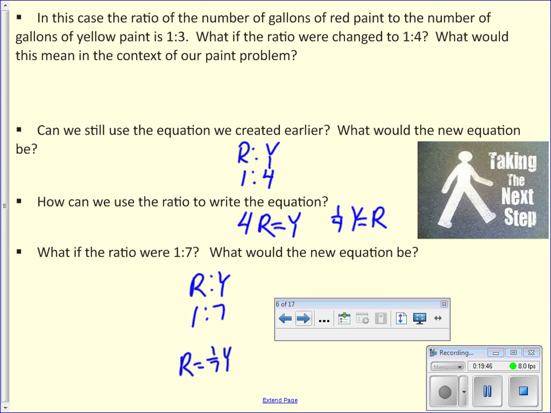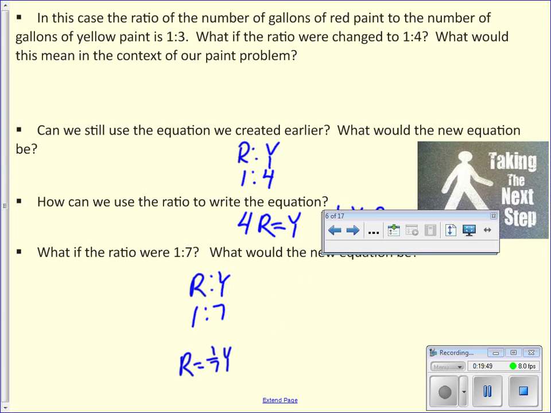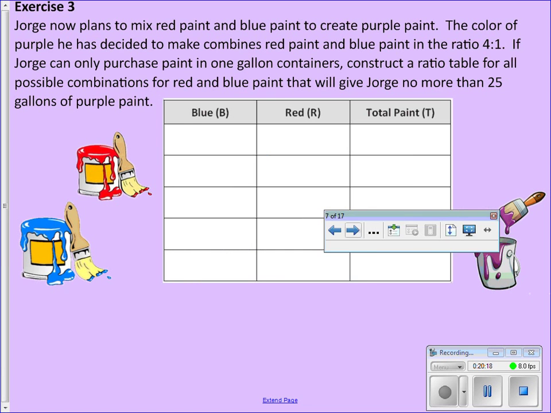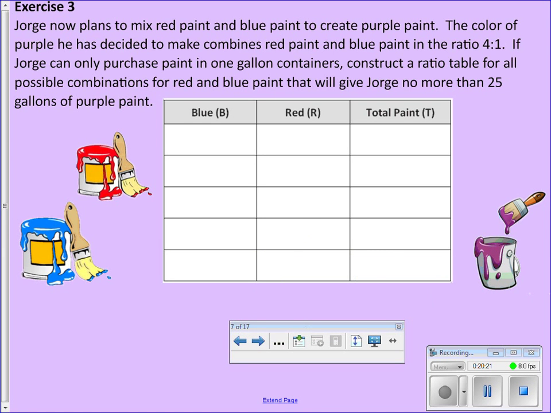Who has the other card? There is another one. What do I have to do to my red to equal my yellow? If I have one red, how do I get 7 yellows? Right. So somebody has those cards. Check your cards. Somebody has them. Good. Very good.